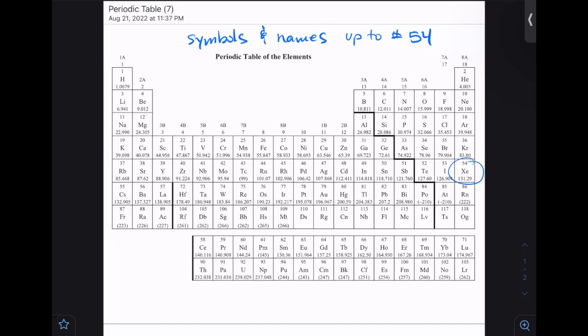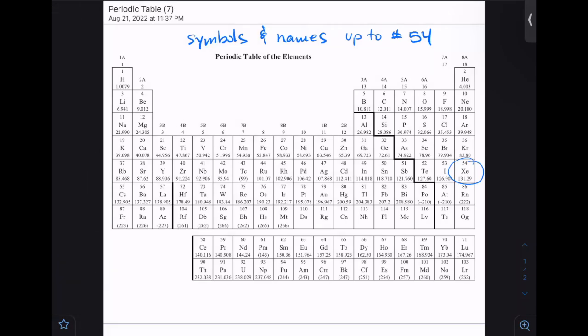But I do try to use the same ones over and over again to help reinforce the chemistry that we're learning. It's not so much just memorizing this stuff, but this is a chemistry class. So yeah, I do expect you to know these, right? At least up to 54.